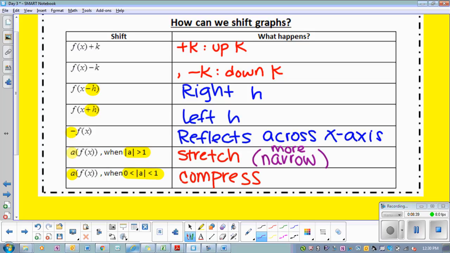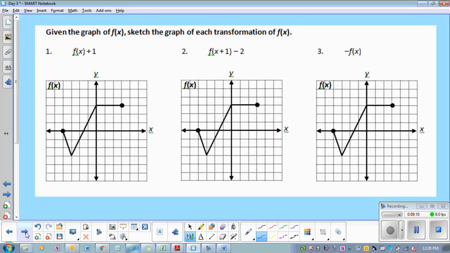But if you compress the graph, what do you think happens to it? It gets thicker. Yeah, like wider, right? So for that we can write wider, right? That's a word, isn't it? More wide sounds weird. Wider. Right? Okay. Questions about this? Okay, so let's practice. All right.